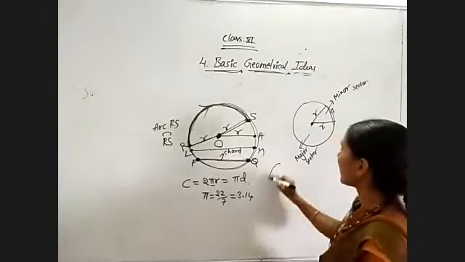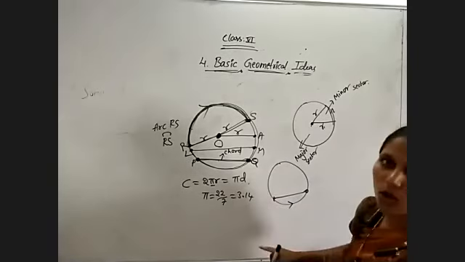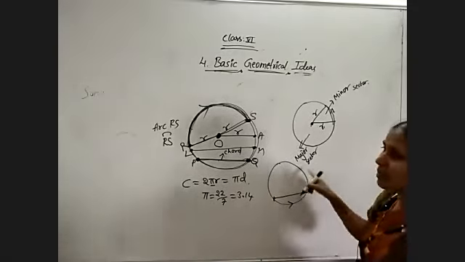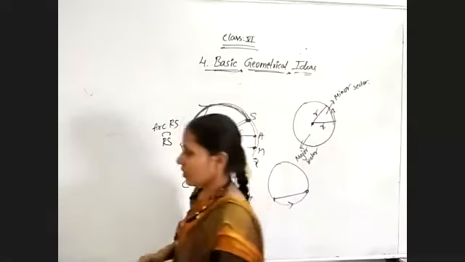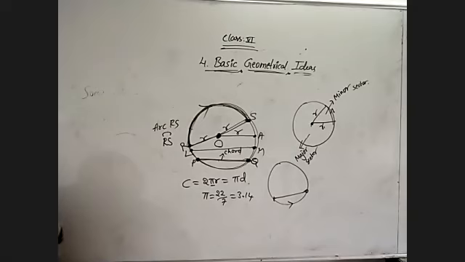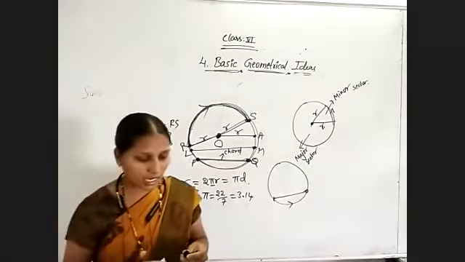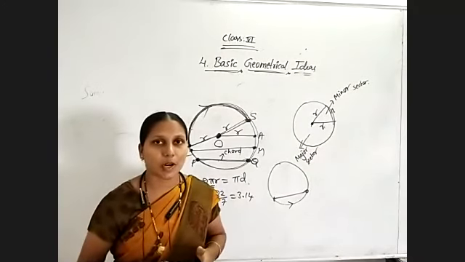Like that only, the segment also. The place bounded by a chord and an arc is known as a segment, minor segment, major segment. So this is complete information about the circle, and depending on this we will discuss the problems tomorrow.